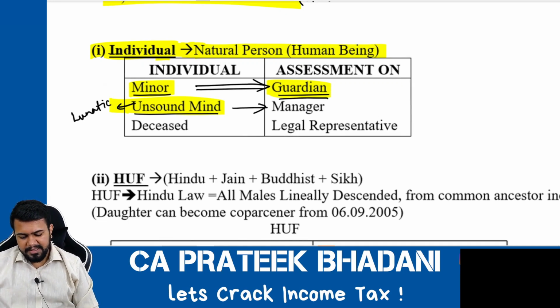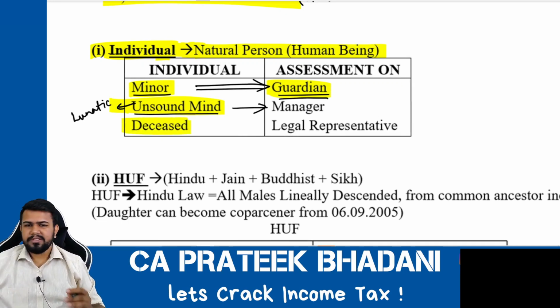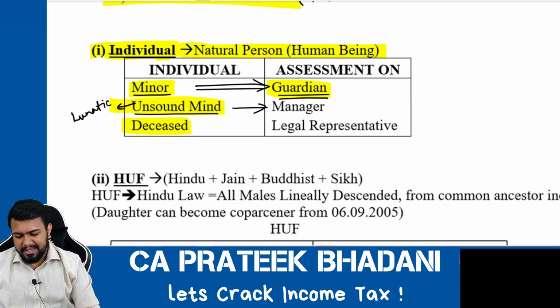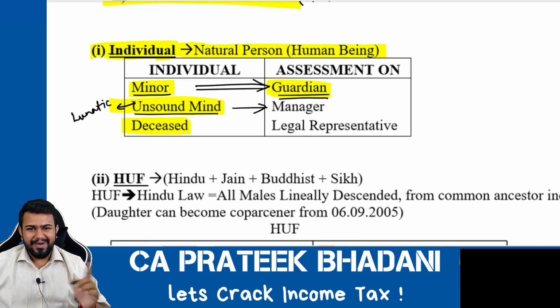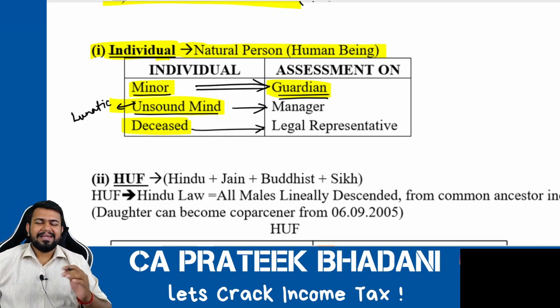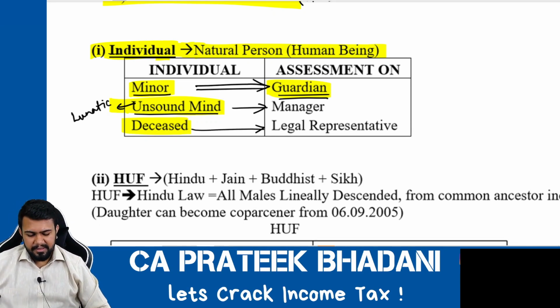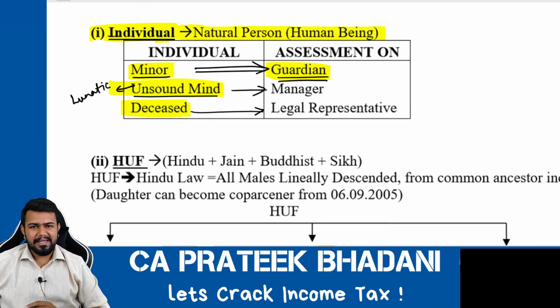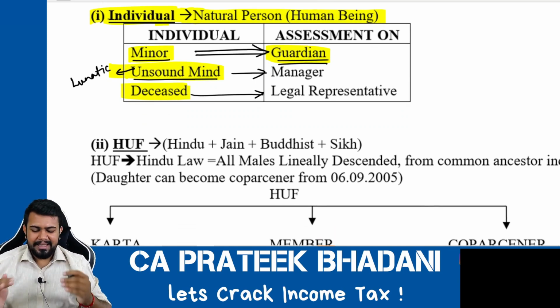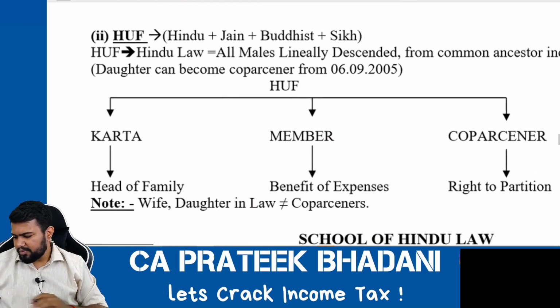Next, if a person is deceased. Deceased means what? They have expired or died. If a person has died, then also Income Tax Act will not leave them. The assessment of their income will be done on their legal representative. Okay, assessment will be done on legal representative. So this was the meaning of individual, and 3 cases where assessment of an individual is done in some other person's hands. Okay, next let us come to HUF.